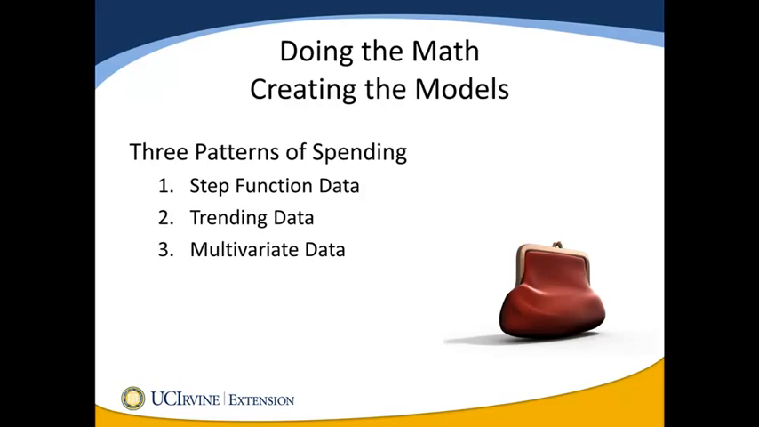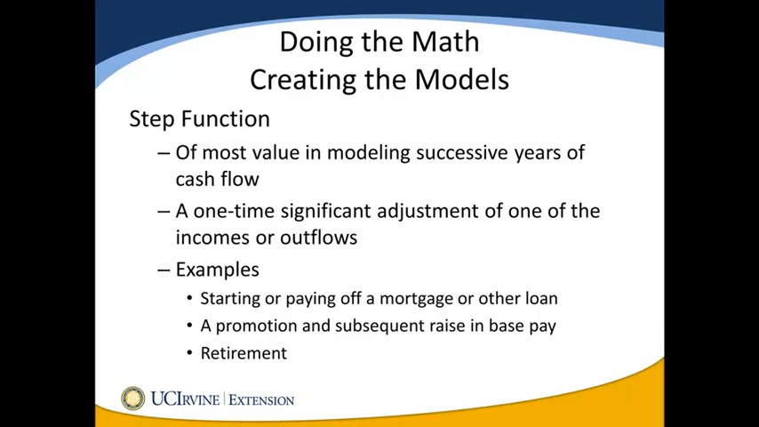As you look into the future and try to describe what is going to happen with incomes and costs, you will repeatedly see three different patterns of spending, income, or value. We will describe these as step function data, trending data, or multivariate data. A step function is a nearly instantaneous change in the parameter being modeled. In the case of a mortgage, you proceed for a long time with the same payment, and at the end it goes away and your cash flow picture changes. In the case of a promotion, your income and taxes jump up at the same time.